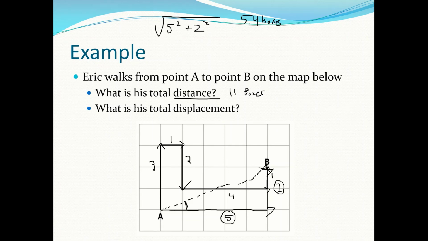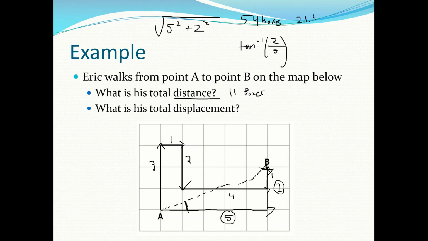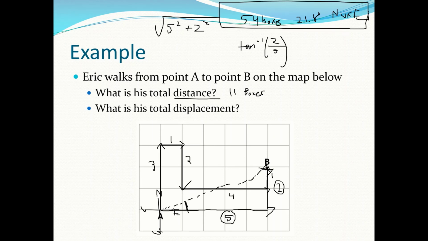And then to find our angle here, what we want to do is opposite over adjacent. So we'll do tan inverse of opposite over adjacent, 2 over 5. And when we do that, we end up getting 21.8 degrees. And we draw our little coordinate here, north, east, south, west. So I'm not going directly east, I'm going north of east. And that would be our answer for our displacement.